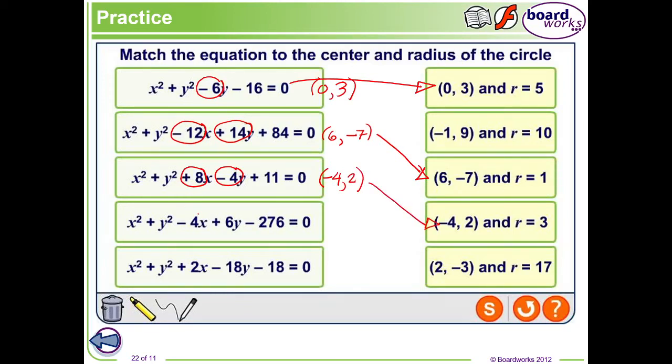What about our fourth item? What's the value of h? 2. Value of k? 3. The sign? Negative 3. There you go. What about this one? How much is h? Negative 1. How much is k? 9. There you go. It's that simple, section.